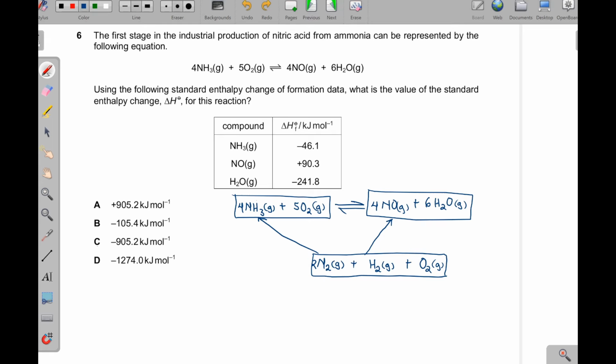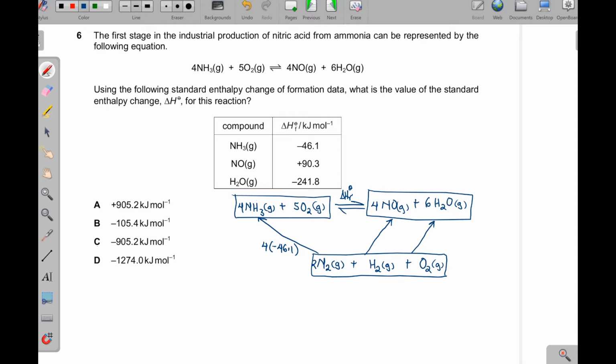Now, look at this one here. Here, we are forming 4 molecules of ammonia. That means you have 4 times the enthalpy change of ammonia, which is negative 46.1. You see that? This is the enthalpy of the reaction here that we are looking for.